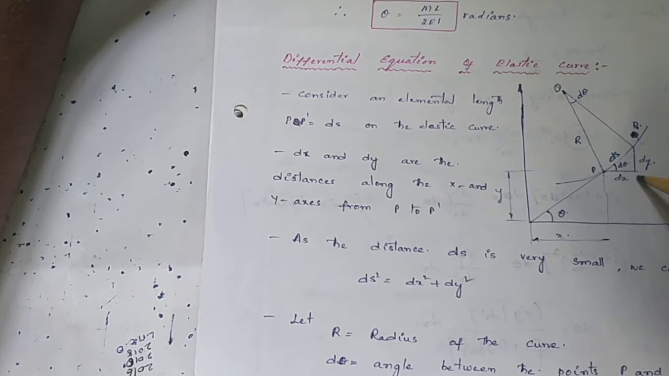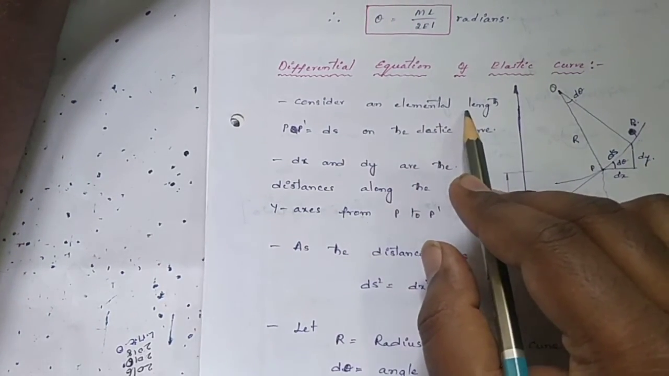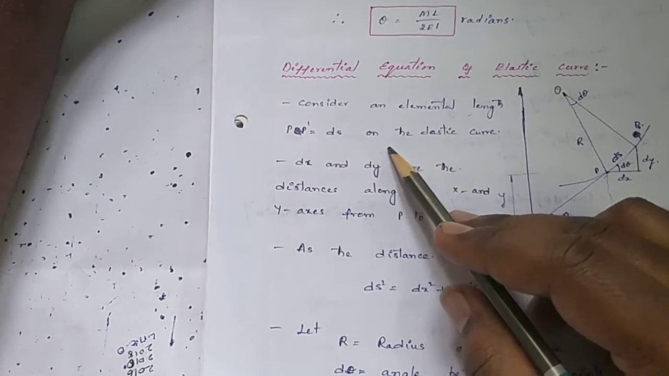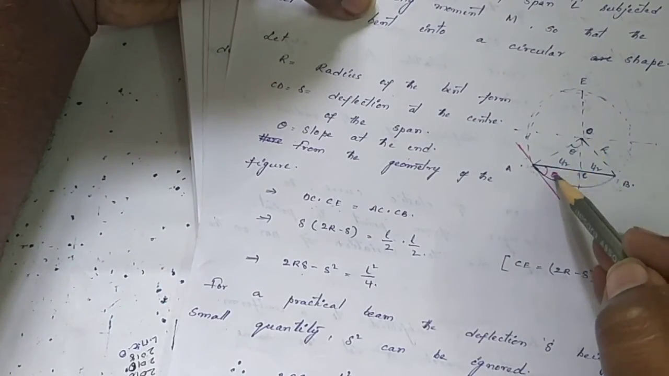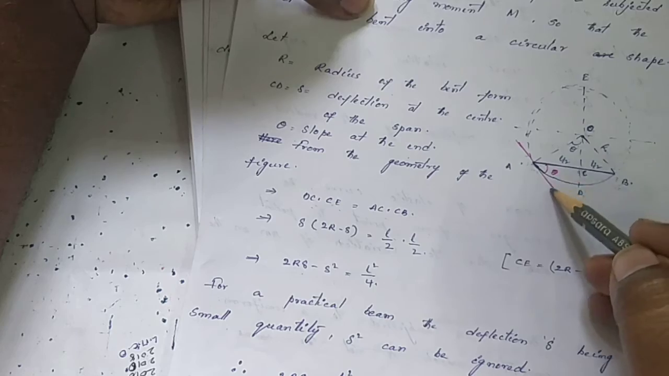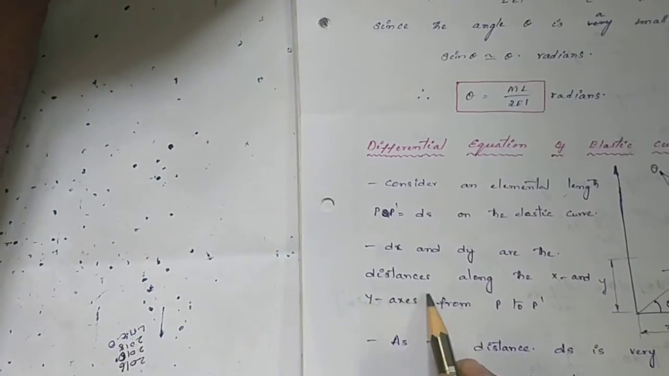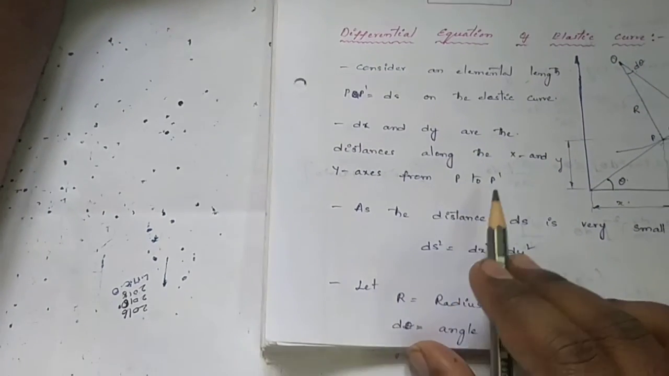The same angle will also be here. Consider an elemental length P P dash equal to ds on the elastic curve. That means on this elastic curve we select a small element with arc ds and radius R, where dx and dy are the distances along the x and y axes from P to P dash.